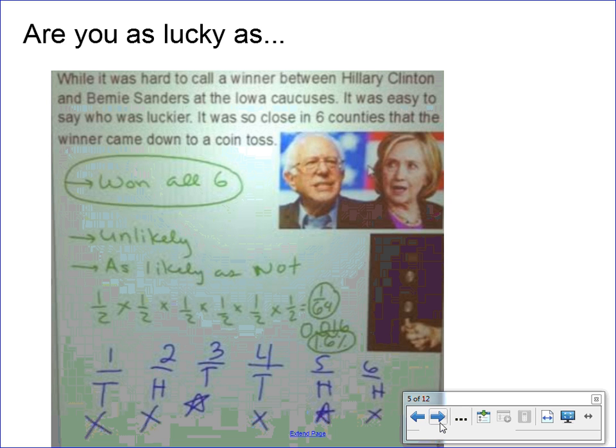This is an example of a semester one review from course two. Some of the kids are struggling with probability and finding the probability of multiple events. So we use this example from the Iowa caucus where Hillary Clinton won 6 coin tosses in a row, and kids trying to find that probability of how lucky are you.